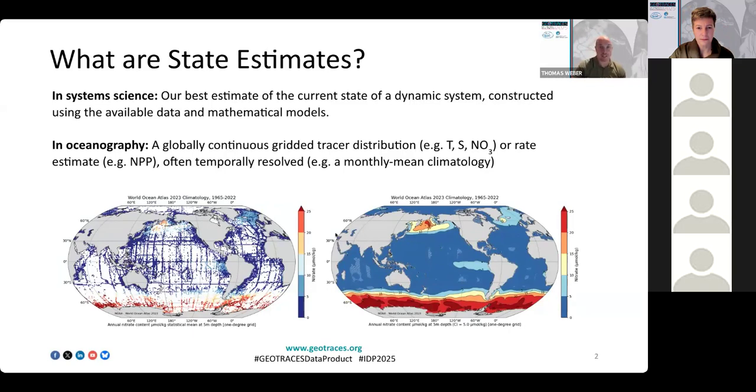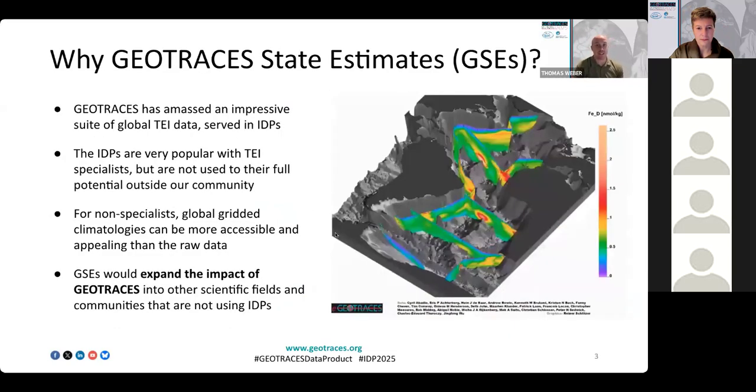So why would we want to construct global climatologies like this for the trace elements and isotopes, TEIs, that we focus on in GeoTraces? This program has amassed a beautiful archive of TEI data that we compile and release as intermediate data products, which in turn see wide use within our TEI community. However, we don't think the data is currently being used to its full potential outside our community. And one potential reason for that is that the raw data can be difficult to get to grips with for non-specialists who may find global climatologies more accessible.